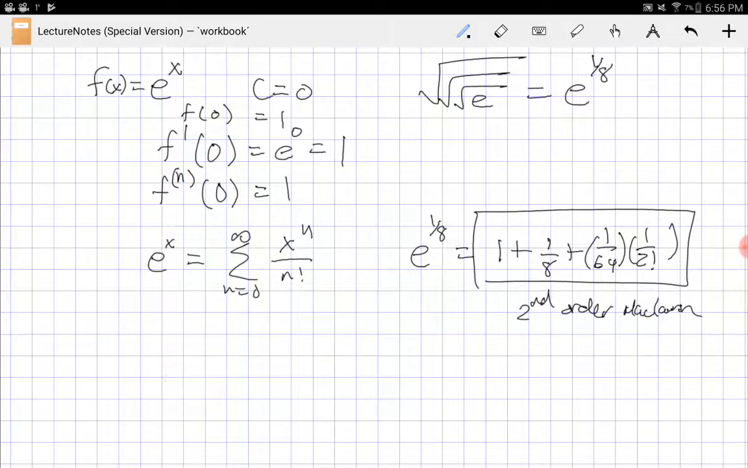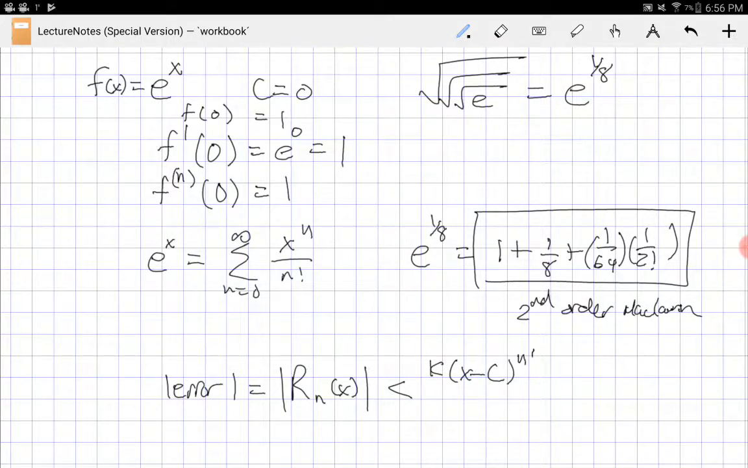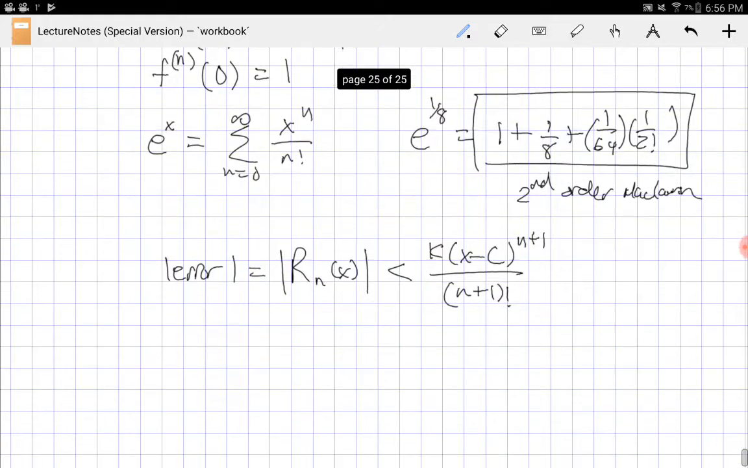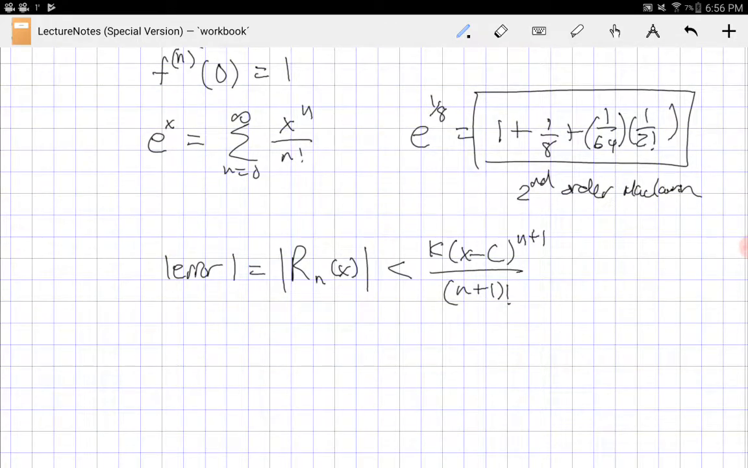So the error bound states that the error, or the absolute value of an error, which can also be written as the remainder of n with respect to x, absolute value is less than k times |x minus c| to the power of n plus 1 over n plus 1 factorial, where k is the maximum value of the next derivative evaluated on your interval, which is a mouthful, but actually a lot easier to calculate once you get the hang of it. And so in our particular case, our c is 0.